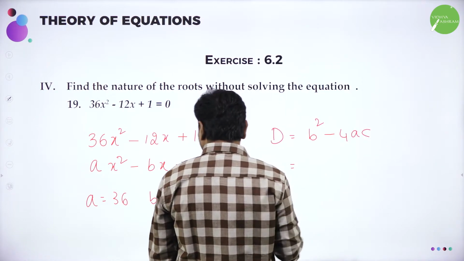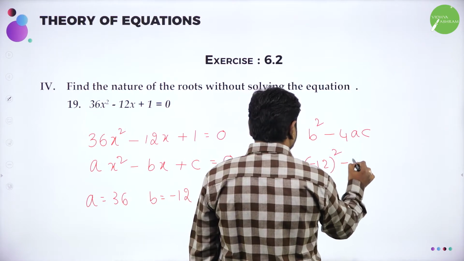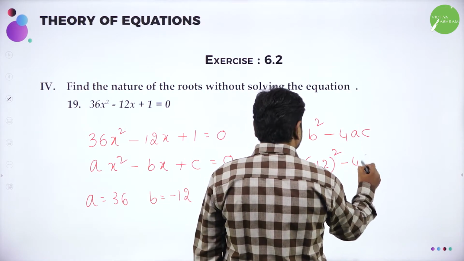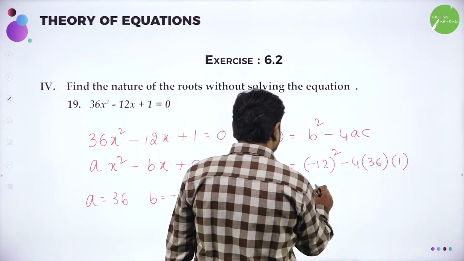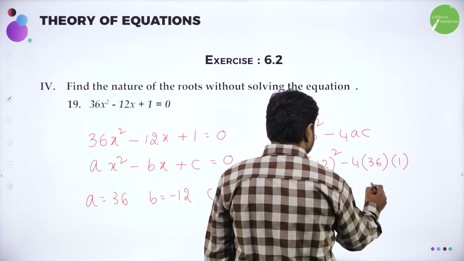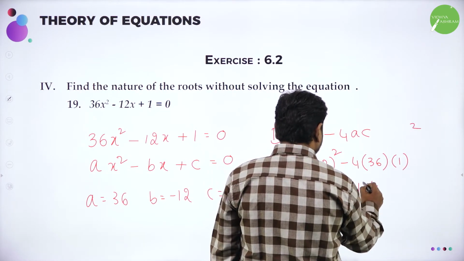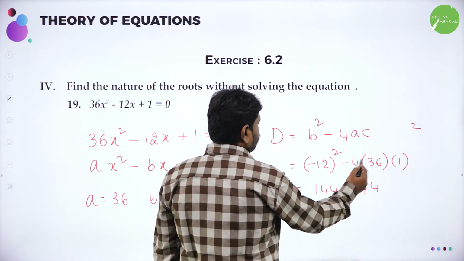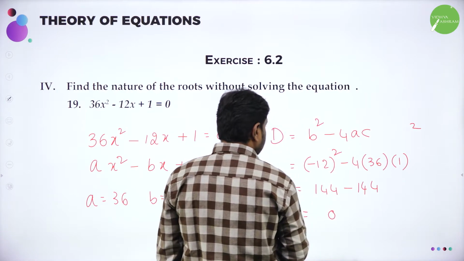So what is b square? Minus 12 the whole square minus 4ac. What is a? 36 into c. What is c? 1. So minus 12 the whole square becomes plus 144, minus 4 into 36 into 1: 4 sixes are 24, 2, 4 threes are 12, so again it will be 144. So it gives you 0 exactly.